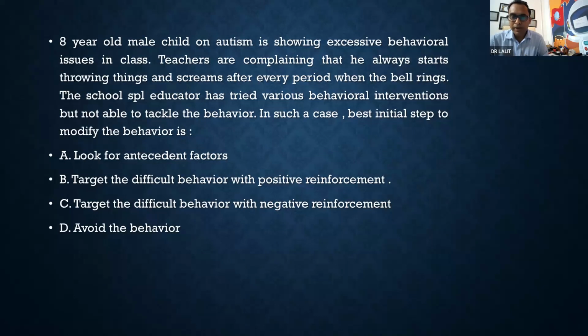In such a case, the best initial step to modify the behavior is: look for antecedent factors, target the difficult behavior with positive reinforcement, target the difficult behavior with negative reinforcement, or avoid the behavior. So what do you think would be the best possible option in this case? It's a question typically on behavioral issues. We see a lot of behavioral issues in children with autism.